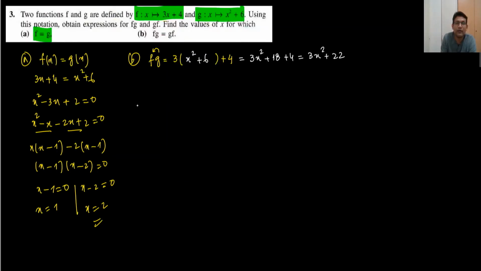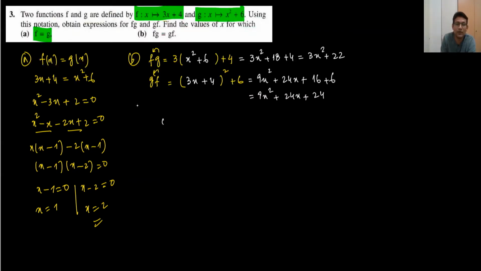And now we have to find gf. So f in g means I have to write the whole equation of f in the place of x in g, and that's 3x plus 4. So you have to simplify, use the perfect square formula, a squared plus 2ab, so it's 9x squared, 24x and plus 16, and then copy 6. And when you simplify, it's 9x squared plus 24x plus 22.